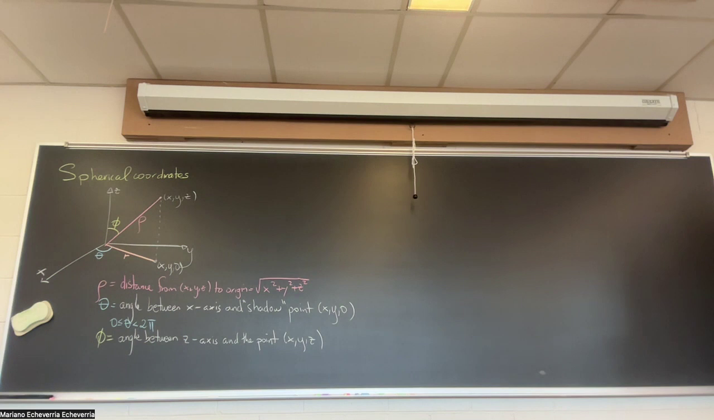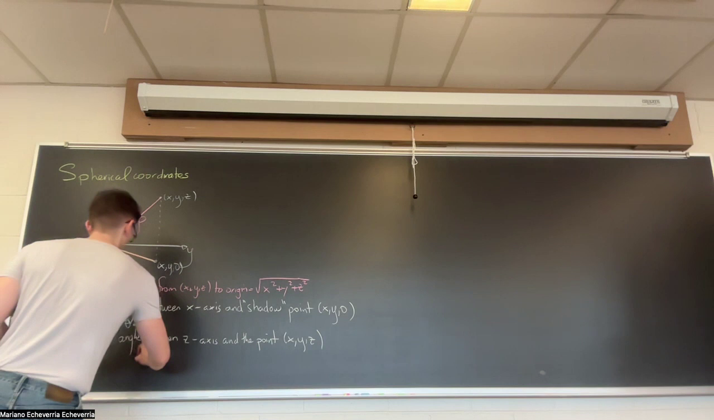The convention for this angle is that it is zero at the north pole, so at the positive z axis, it becomes pi over two at the equator, which is the xy plane, and it is pi at the south pole or the negative z axis. So let me write that down explicitly because it's very important.